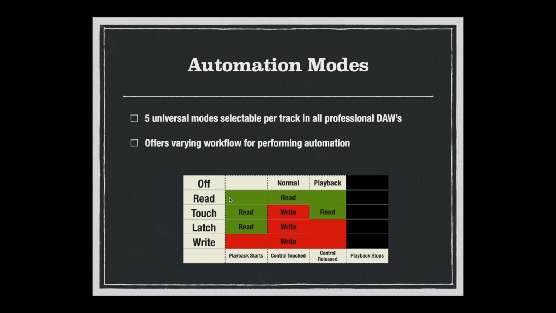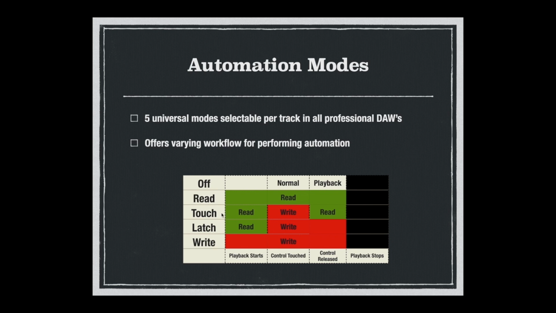The next automation mode is read, which is what your DAW typically defaults to. And it's going to read anything in the automation line. If there's no automation, again, it's the equivalent of having it off. You're going to have full control of all your parameters, and it's just going to play through whatever is written in your automation. If you do have automation written in, it's going to follow that along.